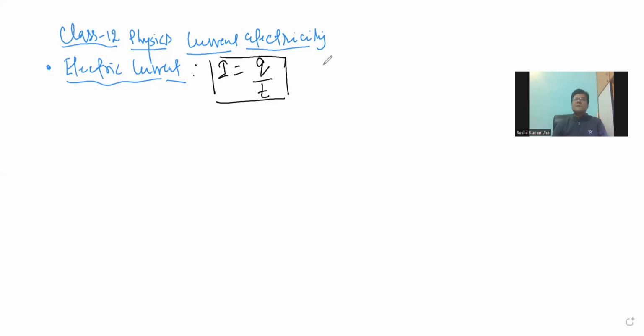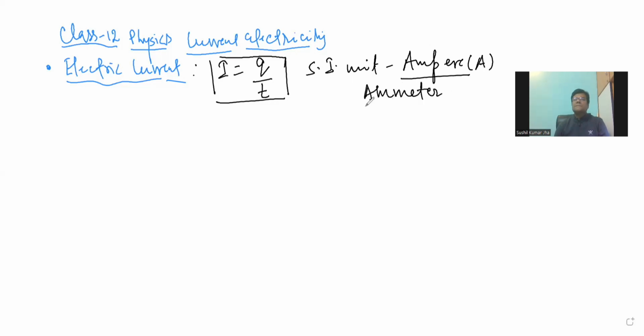SI यूनिट, हम जानते हैं कि I की SI यूनिट होती है एम्पेयर. Symbol is A. We know current is measured by a device called ammeter, which is always connected in series, so that we can get the entire value of current, the entire magnitude of current through the circuit.